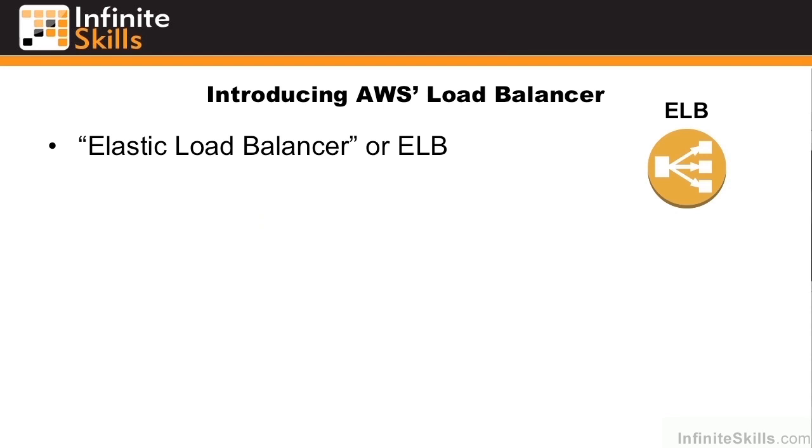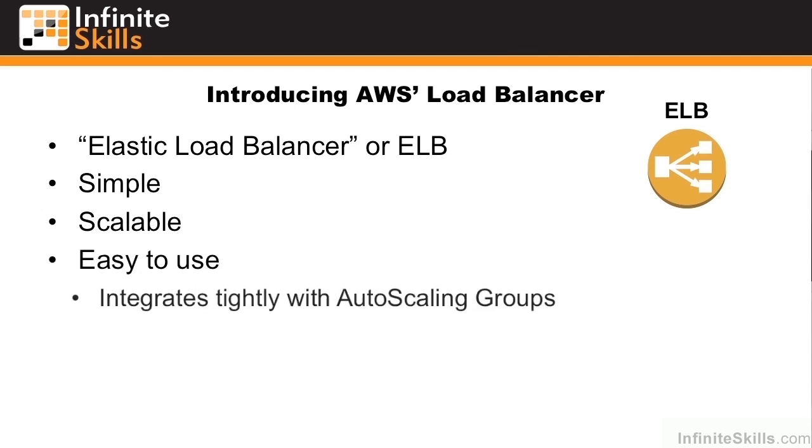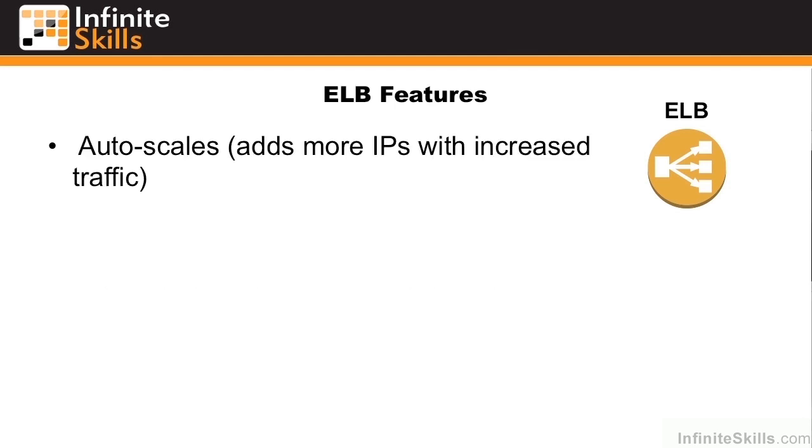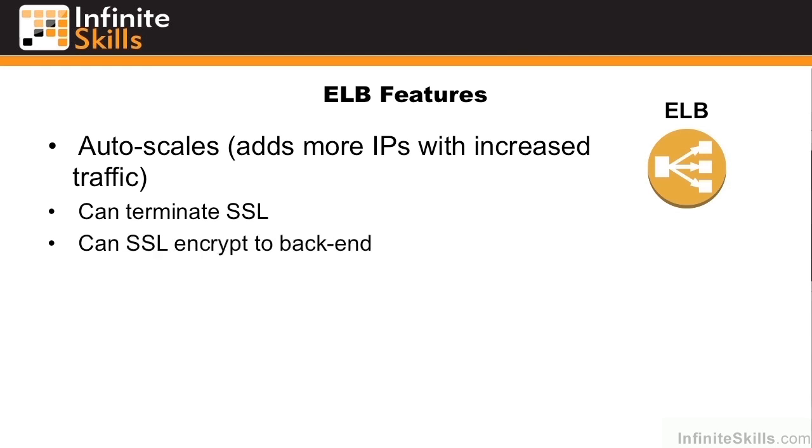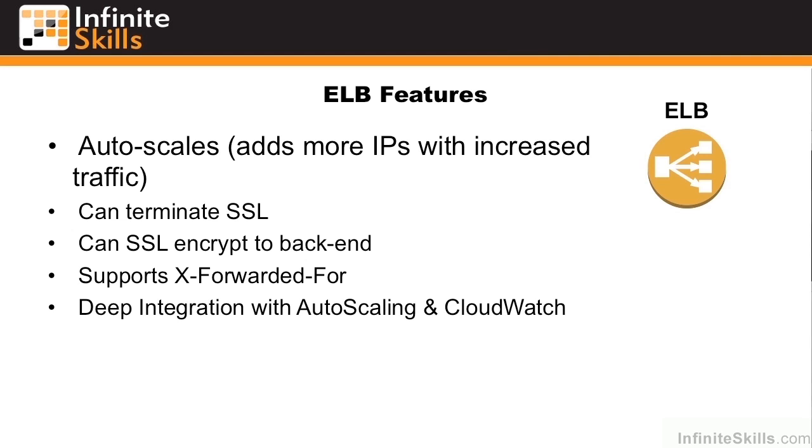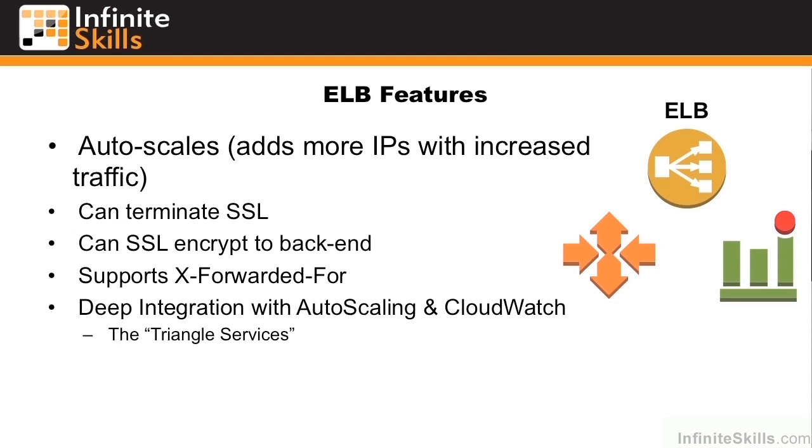Amazon's load balancer is called an Elastic Load Balancer, or ELB. It's very simple, very scalable, very easy to use, and it integrates tightly with the auto-scaling groups. It auto-scales by adding more IPs behind a DNS endpoint. It can terminate SSL for secure web connections, and it can encrypt SSL to back-end machines. It supports X-Forwarded-For so that user IPs can be passed through to the web servers, and it has deep integration with autoscaling and CloudWatch, which are also known as the Triangle services. Here we have autoscaling and CloudWatch, with instances in the autoscaling group firing off CloudWatch alarms, which tell the Elastic Load Balancer to add more instances to the autoscaling group.